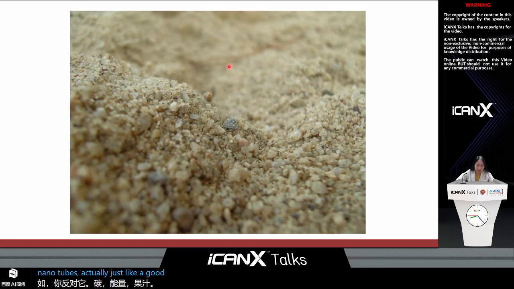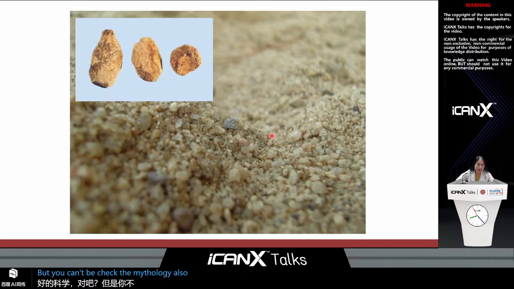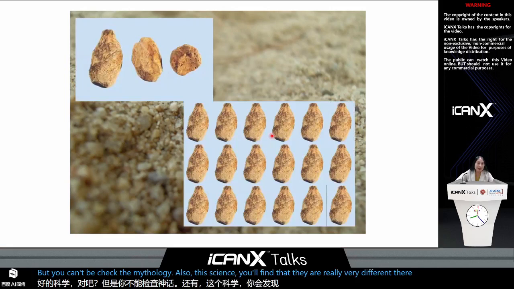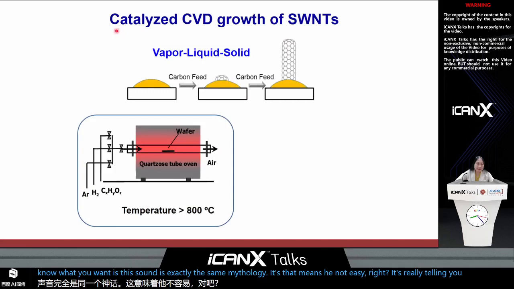You think every grain of the sand is the same, right? But when you carefully check the morphology of this sand, you will find that they are really very different. Now what you want is for this sand to have exactly the same morphology. It's definitely not easy, right? It's really challenging. For the direct synthesis of carbon nanotubes, we normally use the chemical vapor deposition method.